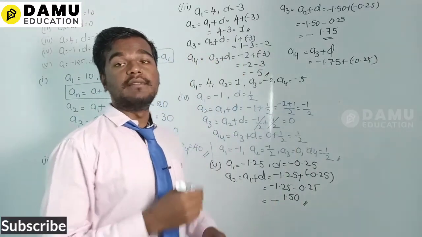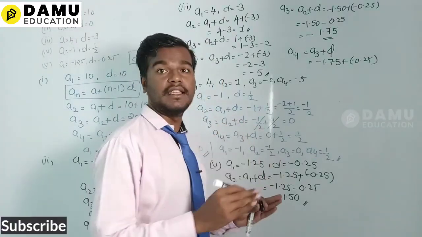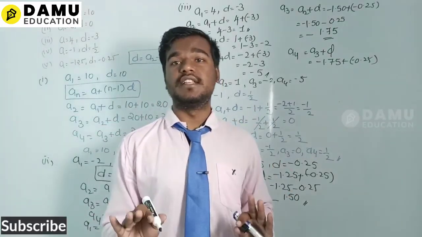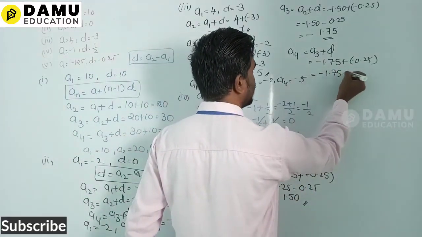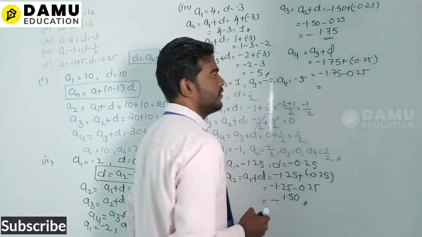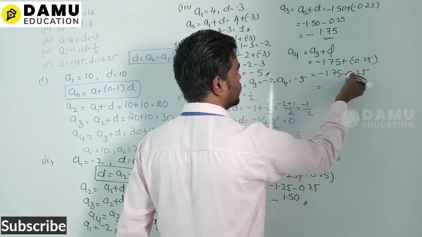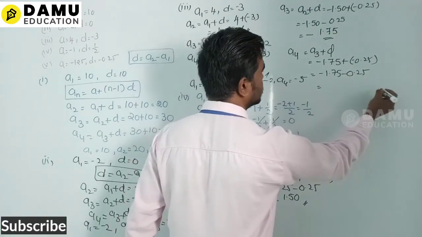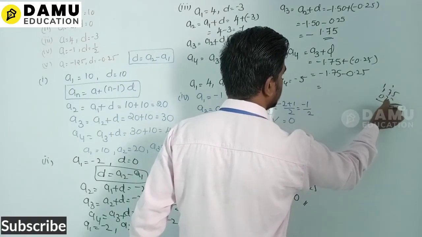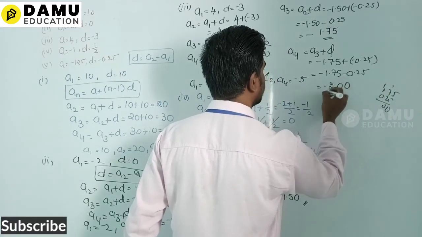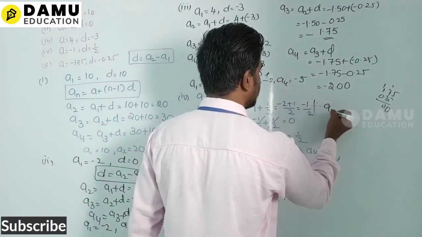I am writing fast, but you need to carry on and try to watch carefully. The concept is nothing. a4 is nothing but the previous one and the addition of d. That's all. This is the concept. So a3 will be equal to minus 1.75 minus 0.25. Then what value will we get here? 10, 10, so 2.00, minus 2.00. Therefore, what are the values? Minus 2.00.